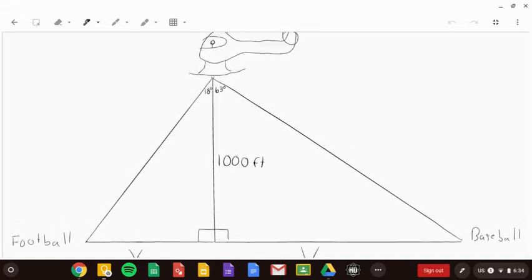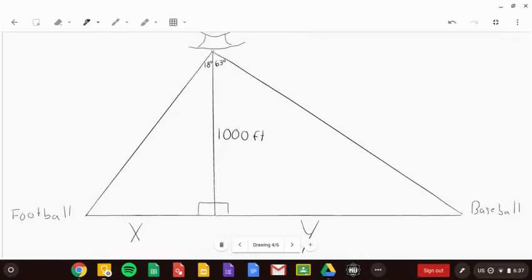A great way to remember that is the angle of depression always gets you down, and the elevation usually goes up. So now we're going to try to find, for now, the distance between the baseball stadium and the ground underneath the helicopter.